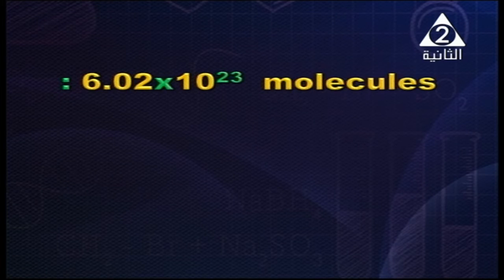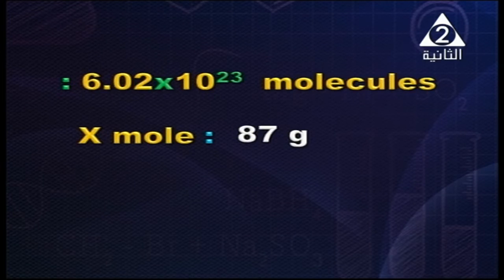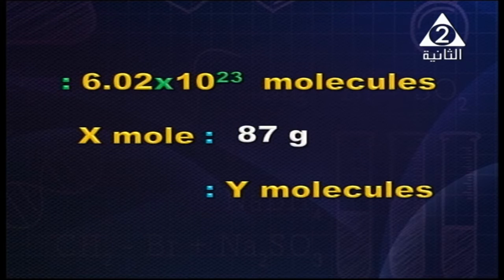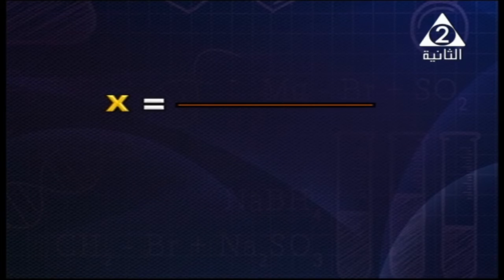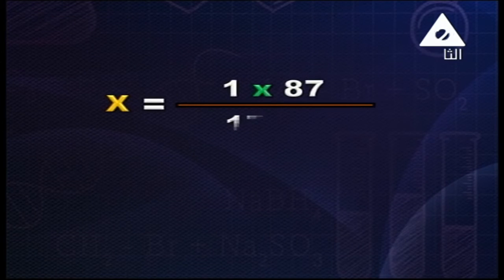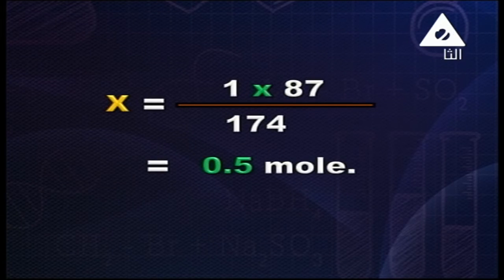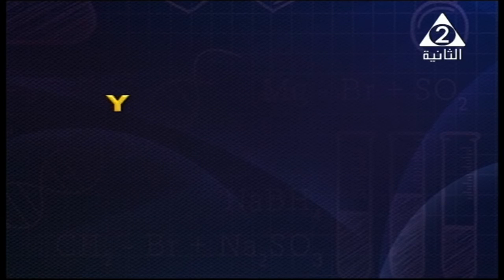This is the other side for this problem. I can find 87. Now, my dear, I say X mole equals what? To 87. So I have Y molecules. What do I do for these cases? I can say X equals, put the numbers now, 1 by 87 over 174 equals what? Equals 0.5 mole. Now you have a Y.